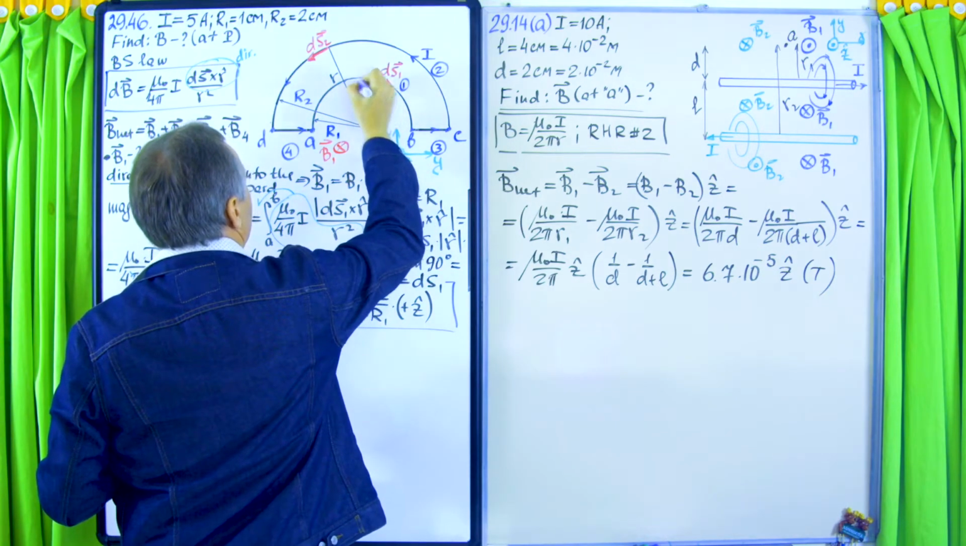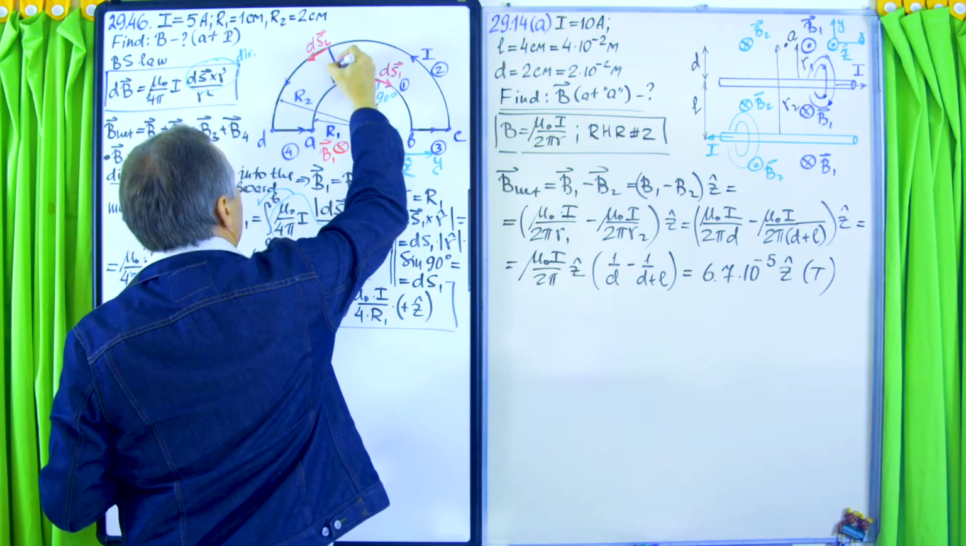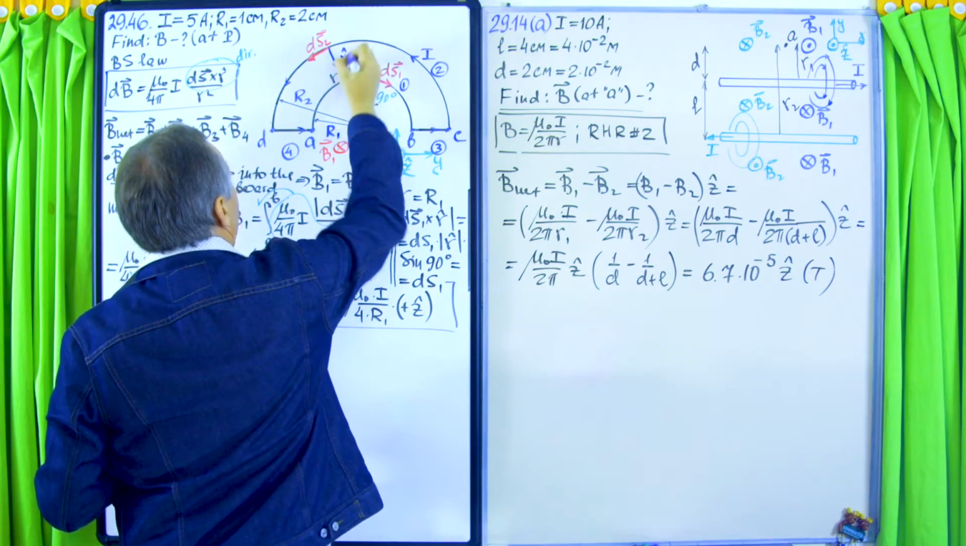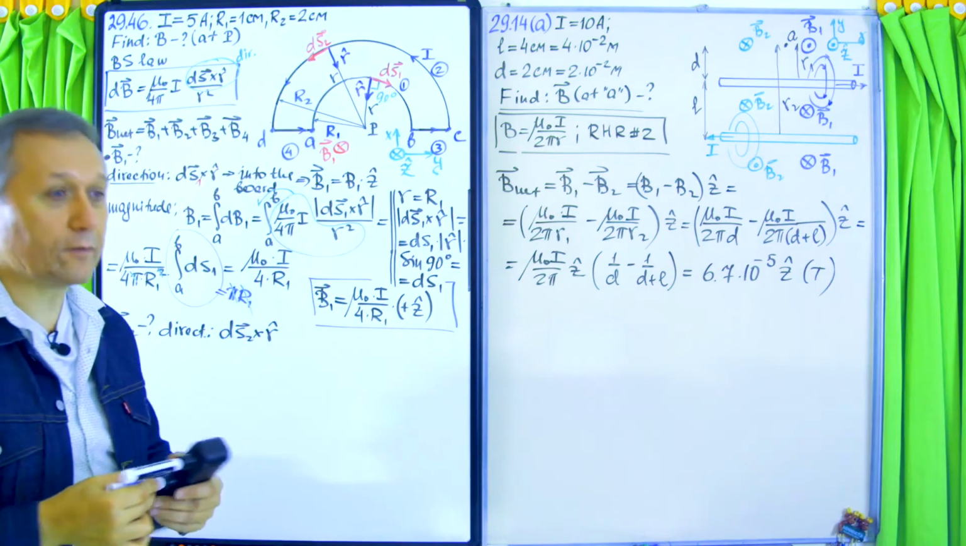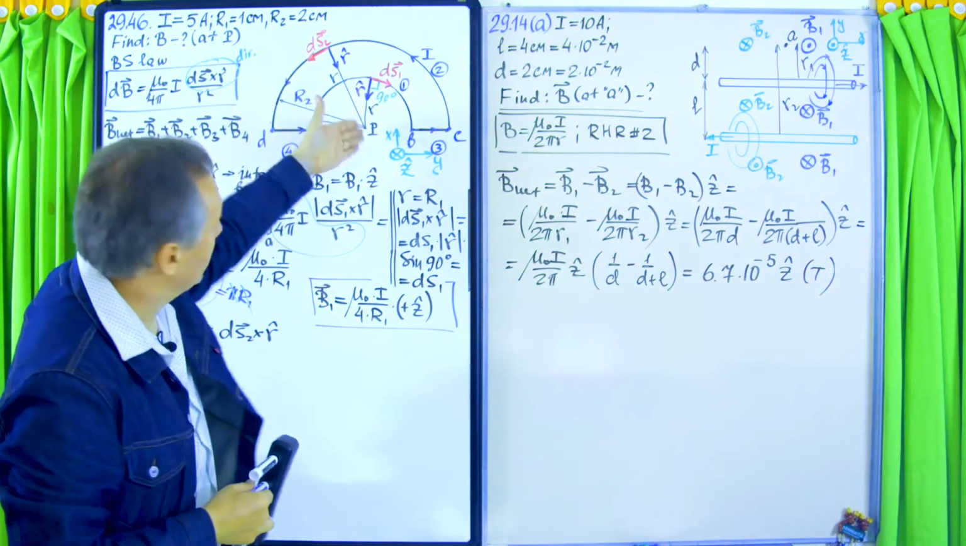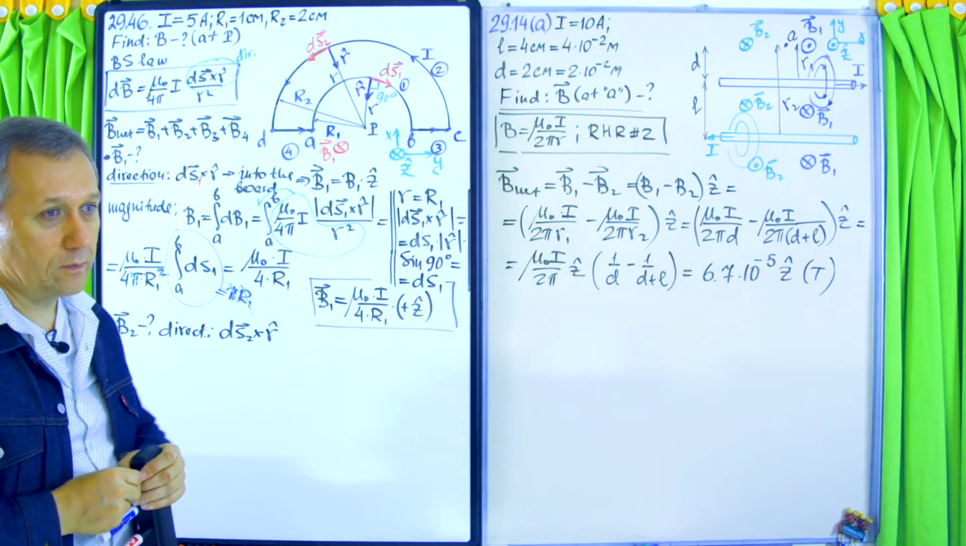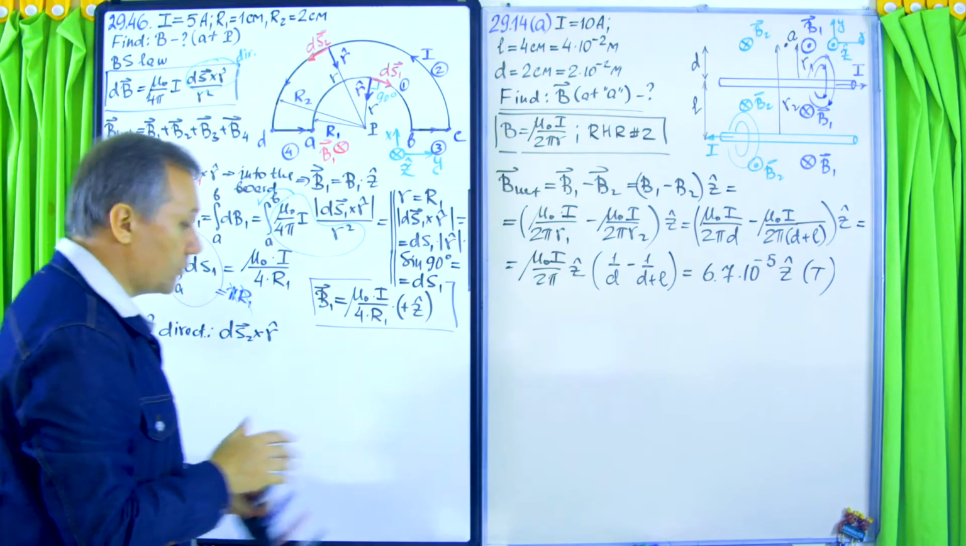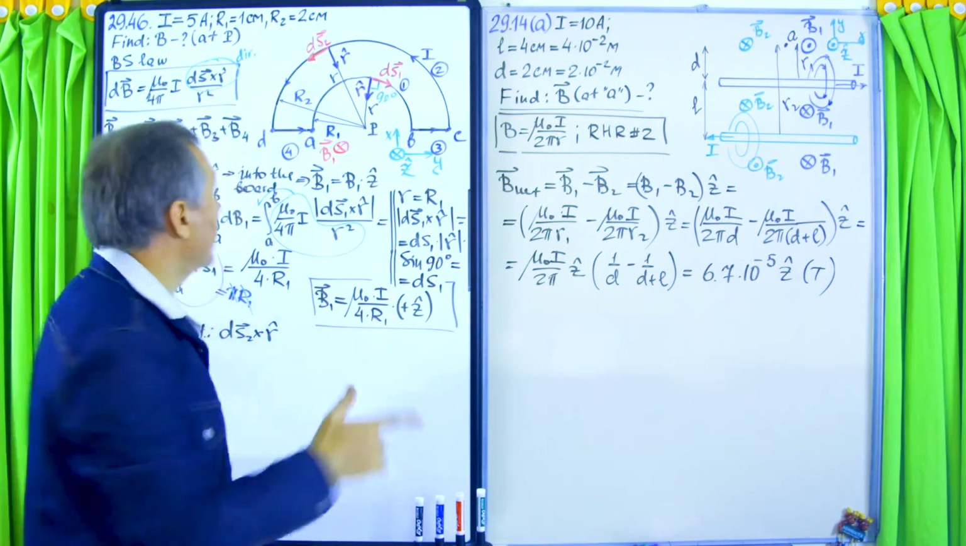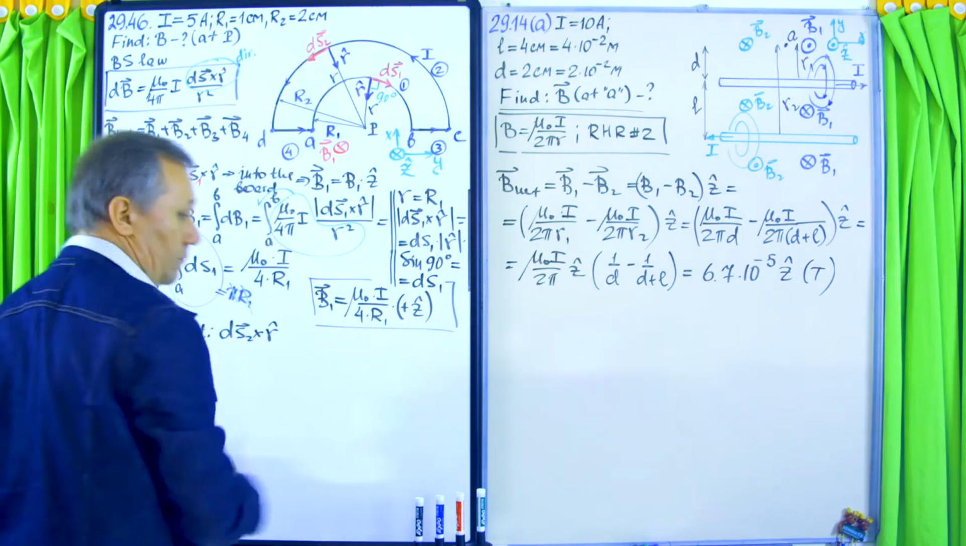Right. So this will be r hat for the second. Again, from the section ds to the point where we want to know the value of the magnetic field. Okay, so right-hand rule number one, again, ds cross r.